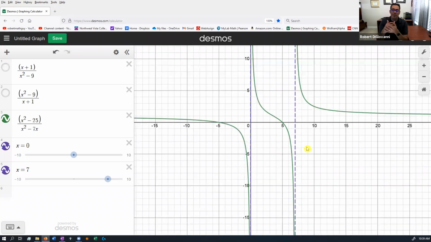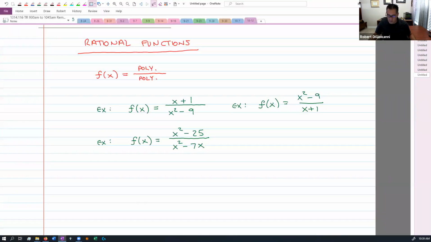So to recap, when you have a rational function, wherever the numerator is 0, you should expect x-intercepts. Wherever the denominator is 0, you should expect vertical barriers. Let's go ahead and write that down. So, sketching rational functions.